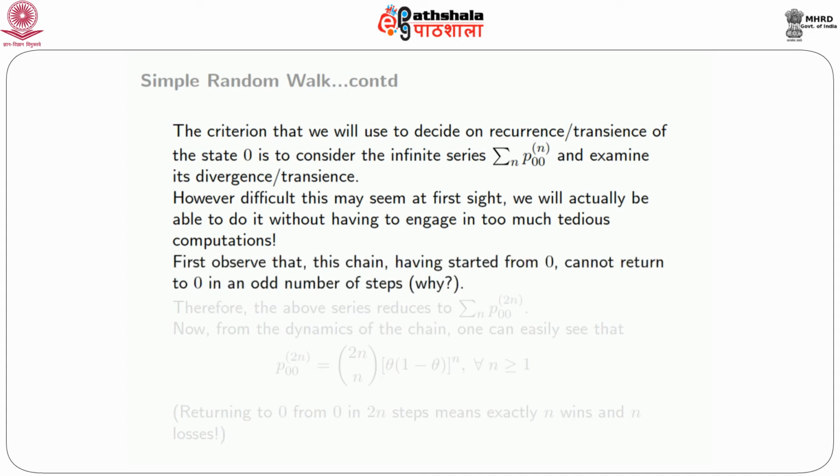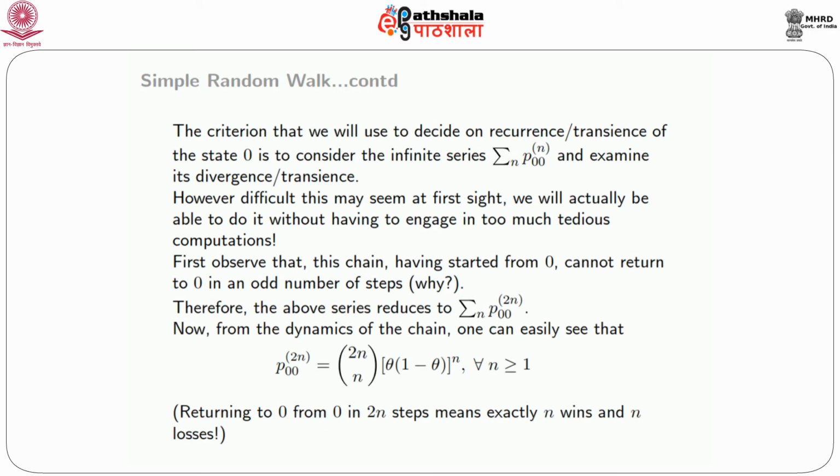First, observe that this chain, having started at 0, cannot return to 0 in an odd number of steps. Because remember, every step is either going one step up or one step down. So starting from 0 to come back to 0, you have to have as many upward movements as downwards. So it's possible to come from 0 to 0 only in an even number of steps, which means P00^n is 0 for every odd n. Therefore, the above series reduces to the sum over n of P00^2n.